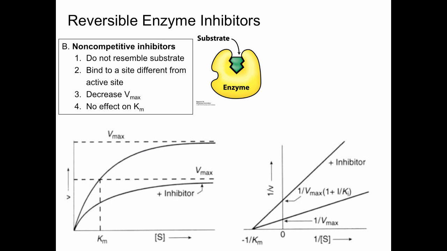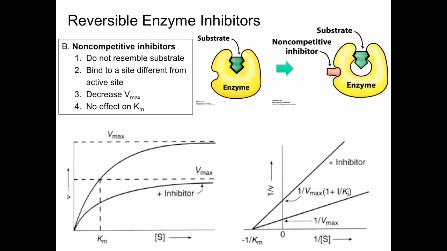Non-competitive inhibitors, on the other hand, bind to an allosteric site. They do not resemble the substrate, and as a consequence, they decrease the Vmax, but have no effect on Km. And you can see that here on the Michaelis-Menten graph. We can also see on the corresponding Lineweaver-Burk plot that where the line intercepts with the x-axis does not change.